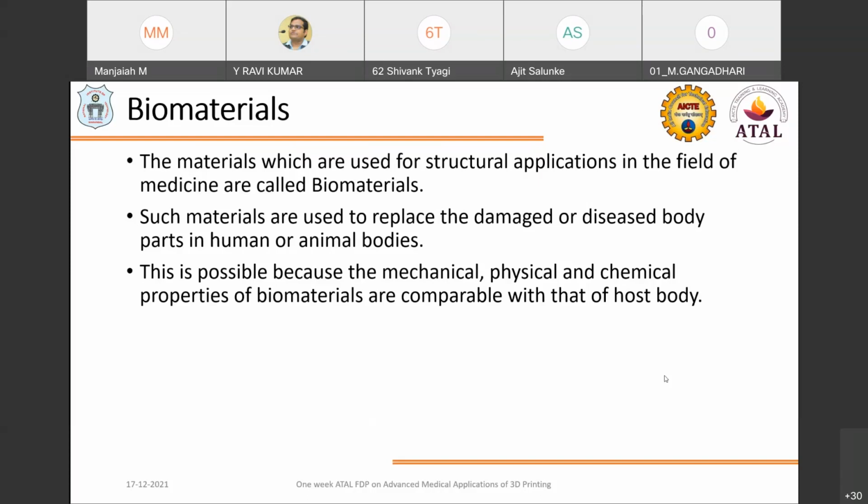This is possible because the mechanical, physical, and chemical properties of biomaterials are very much compatible to the host body of the human. The biomaterials are very much suitable with the human body when it comes to cell growth, bacterial growth, or fixation with respect to the bone. It is very much biocompatible. That's why the biomaterials are required. Those biomaterials can be made with additive manufacturing, that is, the 3D printing process.